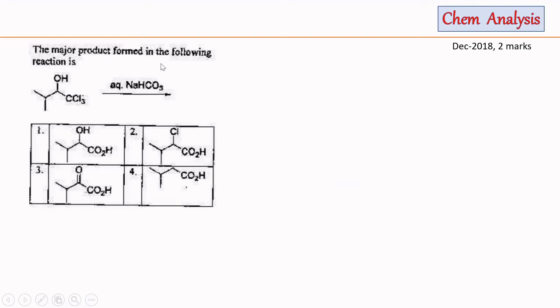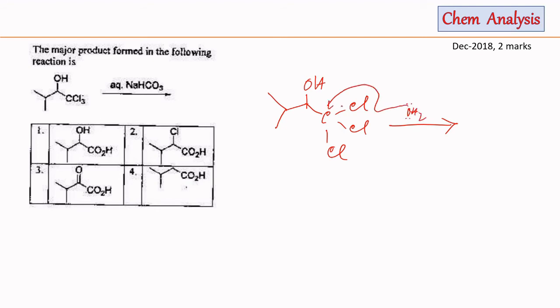Here we have to tell about the major product formed in this given reaction, and this compound is treated with aqueous sodium bicarbonate. In the presence of aqueous sodium bicarbonate, water will attack at this CCl3 group and eliminate the three Cl groups as chloride minus. So if water attacks at this carbon center, it will liberate the chlorine as Cl minus, and that will end up with the formation of HCl.